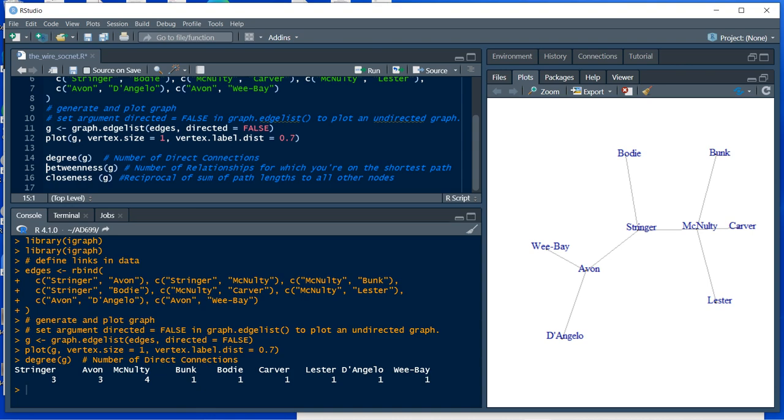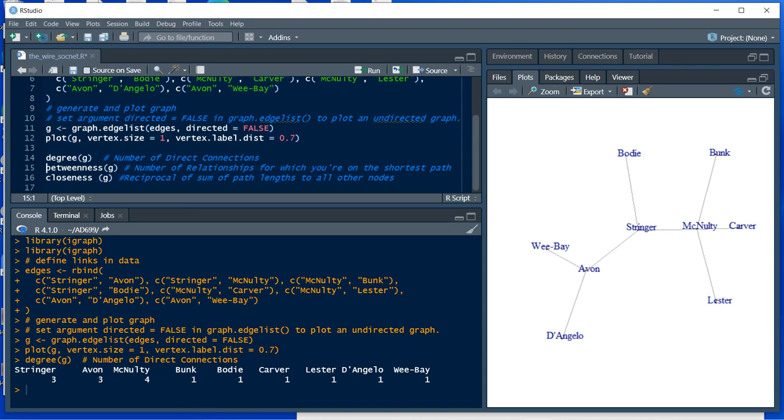And someone like, let's just say, Avon is directly connected to Weebay, D'Angelo, and Stringer, so those are the 3. And the other ones you see are 1 for the same reason. And with Stringer, you can see why that's 3 as well. So I won't say anything more about degree here, but I'll move on to betweenness.